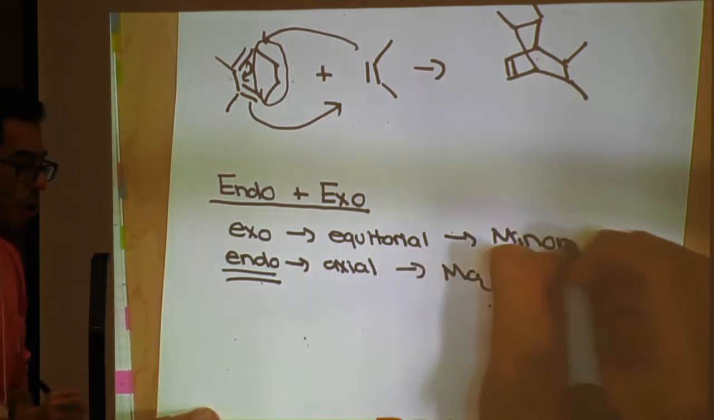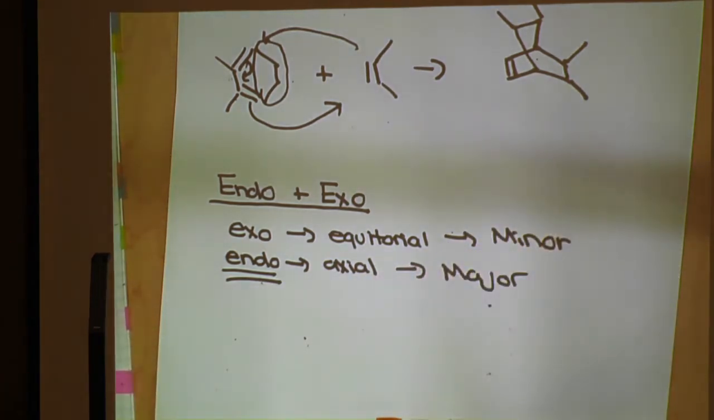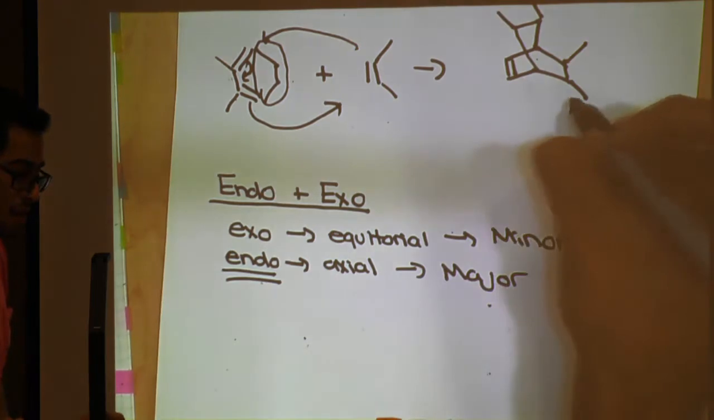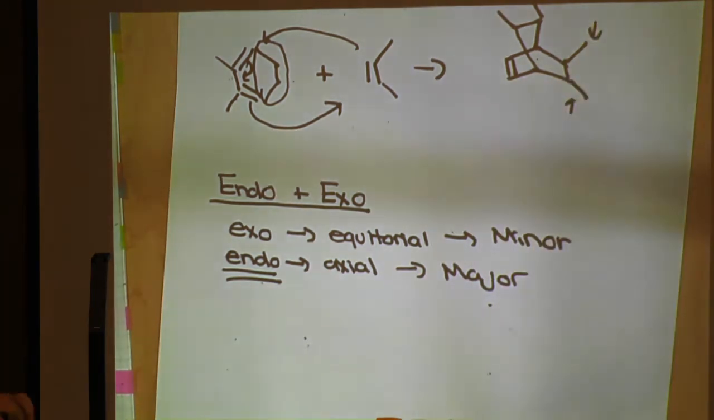So how you know how to draw the stereochemistry of the substituents on the dienophile is that the question will have to tell you whether you're looking for your major or minor product. If it's minor, you're going to see these substituents be axial, right? While if it's the other way around, if it's exo, it'd be equatorial. And then endo is axial, right?